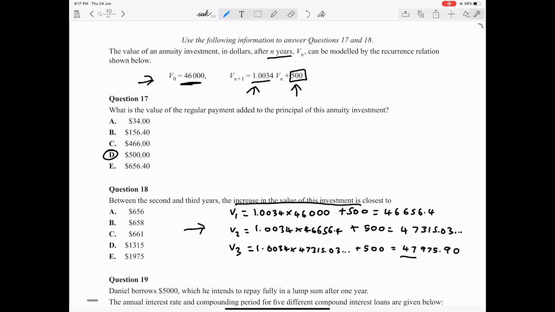So we know the value of the third year is $47,975.90. So you do $47,975.90 minus the value of the second year, which is $47,315.03. So you put that there. And if you put that on your calculator, you'll get $660.87. So to the nearest whole number would be $661. So therefore C is the correct answer.